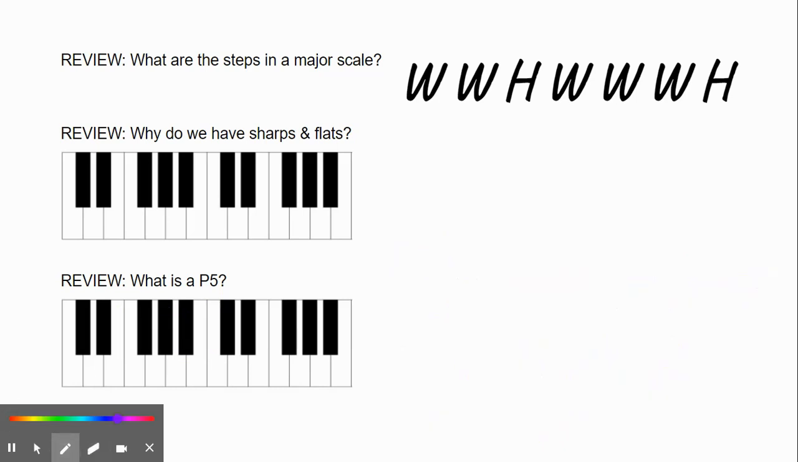Now let's talk about the circle of fifths. So it's a circle of fifths. So let's start out with a circle. And as you know, if we are on all white keys, our major scale starts on C. So I'm just going to start on C for right now. What's a fifth up from C? C, D, E, F, G. That's a fifth up from C. So I'm going to put a G here.